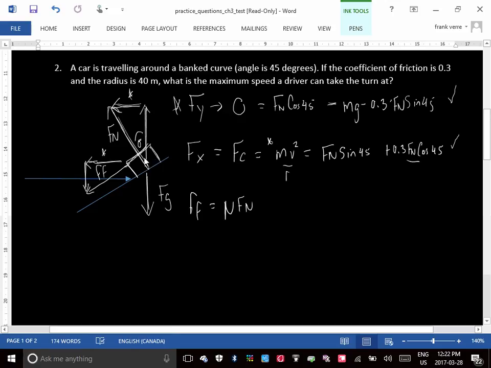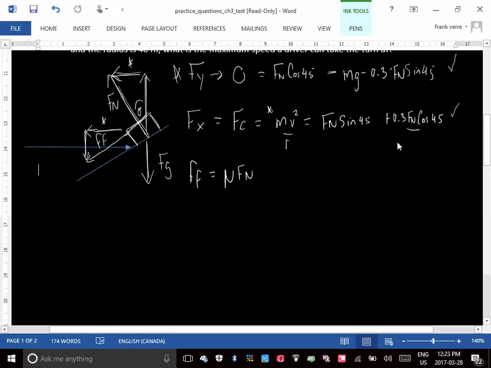We talked about where you have the vertical component of normal force and the downwards component of gravity and friction. That has to equal 0. So here is the setup for the vertical force. Normal force, vertical component, minus the weight, minus the frictional component, which is the same as mu Fn, times the angle. Then we have your centripetal calculation, which is mv squared over r, and that has to equal these two components, which is the normal force sine 45 plus friction cosine 45, whereas friction is mu Fn.